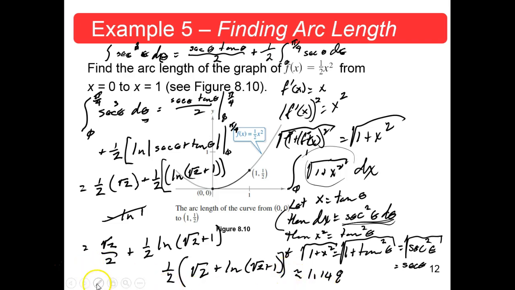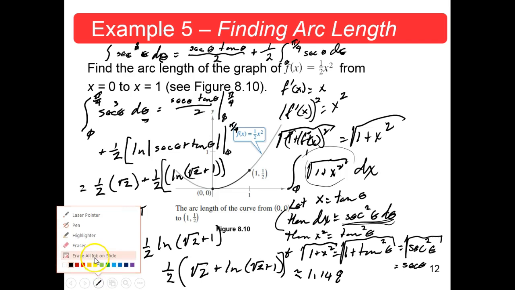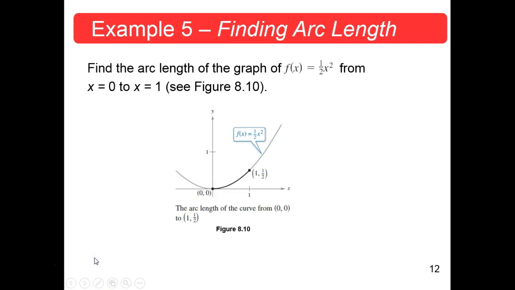I'm going to erase all this if that's okay. It's easier to see. Okay, now, here's where we see, does our answer make any sense? Well, this length is obviously 1, right? So this length, since it's curved, but it has the same beginning point and, in a sense, the end point, then it's got to be a little bit more than 1. And not much more than 1, 1.148. I can buy that. Okay, that looks like a reasonable answer.